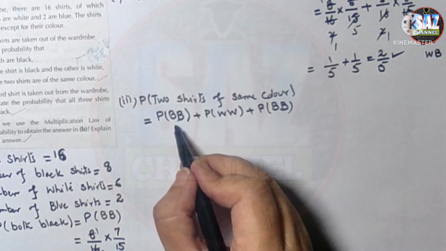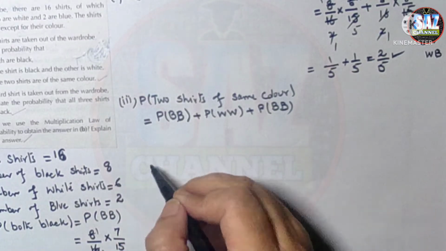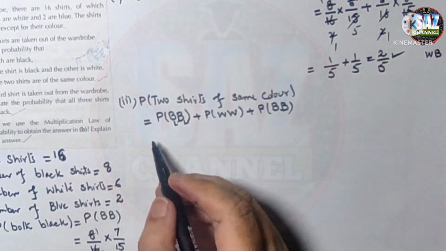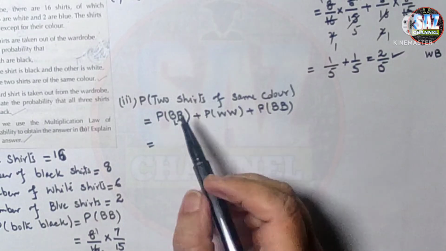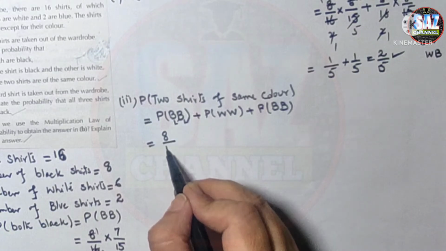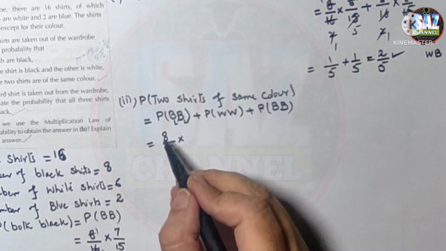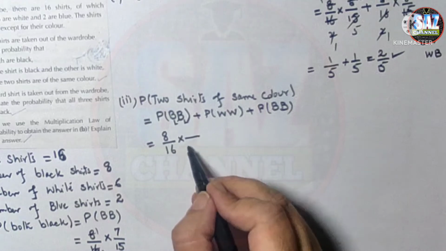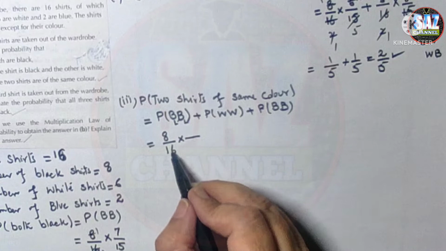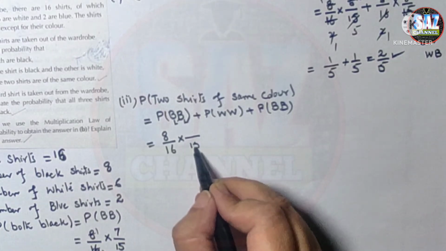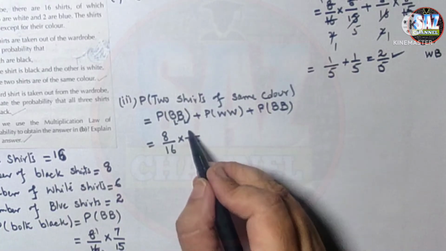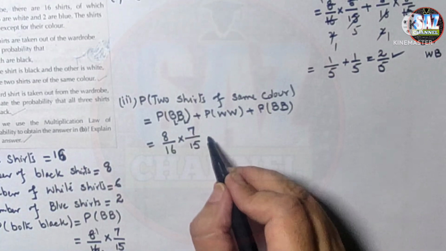Okay, let me make some because both have the same starting letters. This is black and blue. Now the probability of the black is 8 by 16. When I pick up the first shirt black, and then pick up the second shirt from the same box, the total will be one less than the actual total given in the question. And one black shirt I've already picked up, so this will become 7.